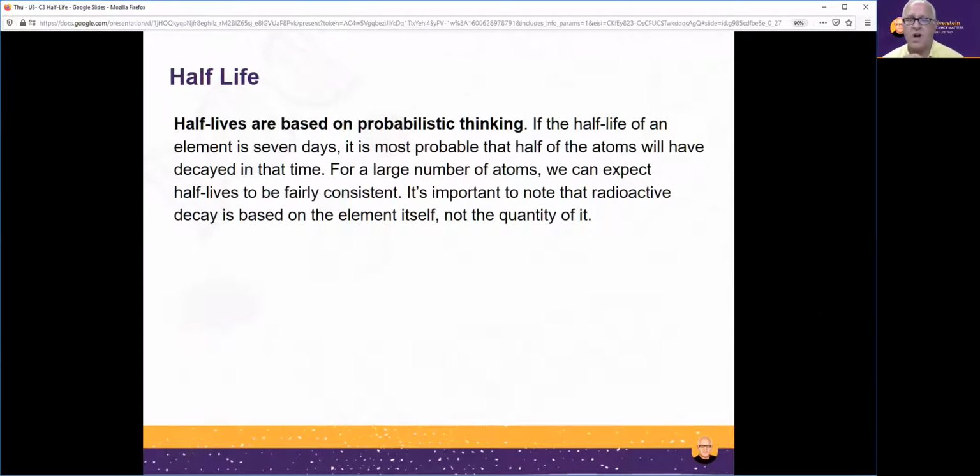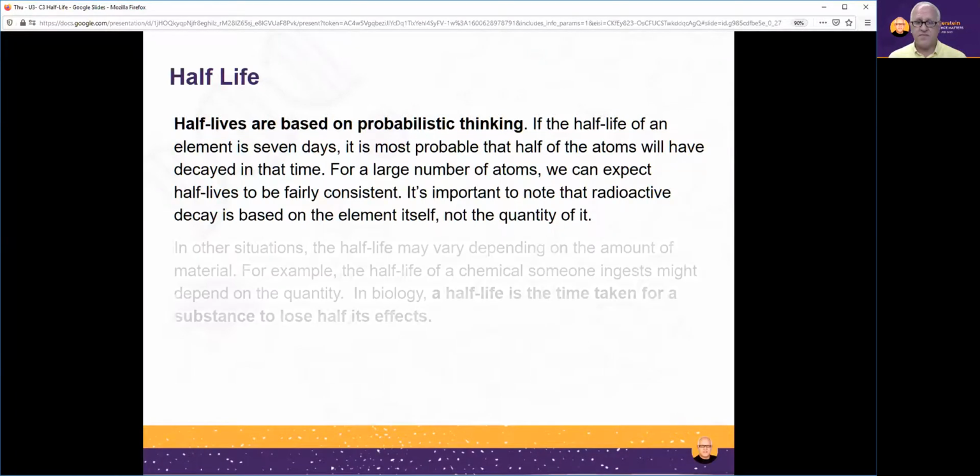Half-lives are based on probabilistic thinking. Probabilistic thinking is an idea where we expect something may happen based upon probability. If the half-life of an element is 7 days, it is most probable that half of the atoms will have decayed in that time. For a large number of atoms, we can expect half-lives to be fairly consistent. And it's important to note that radioactive decay is based on the element itself, not the quantity of it.